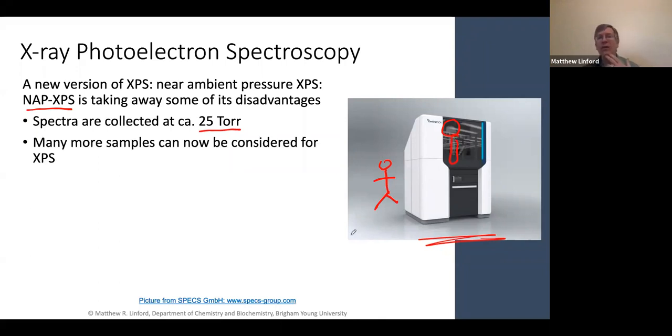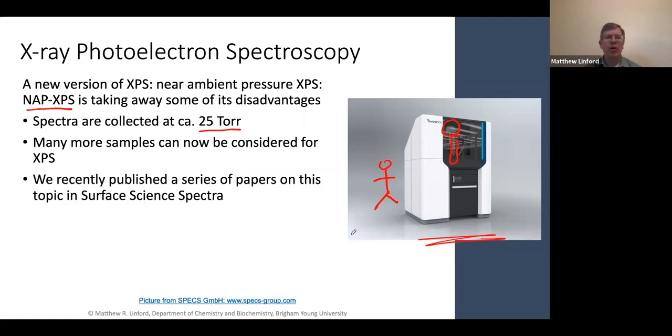And again, what this does is it allows many more samples to be considered for XPS, and it lets the analysis be really fast. Since you don't have to pump down very much, you can put in a sample and have data within 3 or 4 minutes. Really remarkable. And we recently published a series of papers on this technique with Specs in Surface Science Spectra.